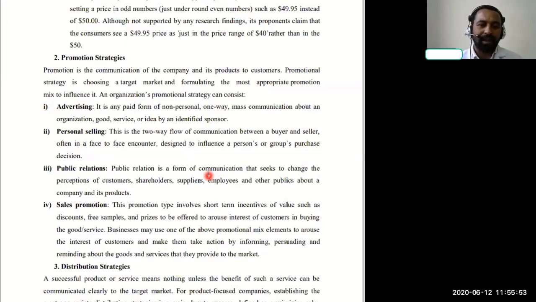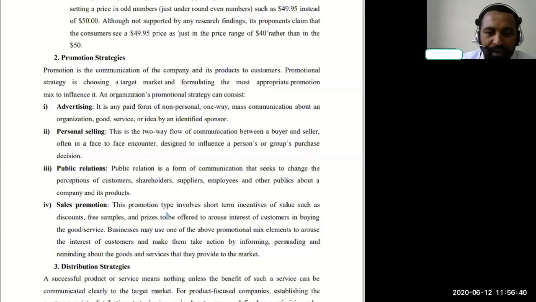In advertisement, it's one way. Non-personal means you may advertise a particular product for non-users. Non-users may watch the advertisement, but it is not their concern. So this is non-personal. But in personal selling, the salesperson contacts the individuals who are supposed to buy the product. And there is some communication between the buyers and the sellers. It's two-way communication, so you can receive feedback.